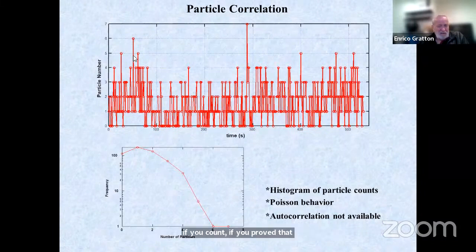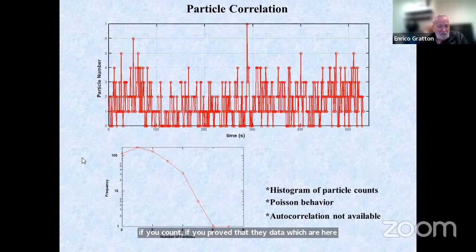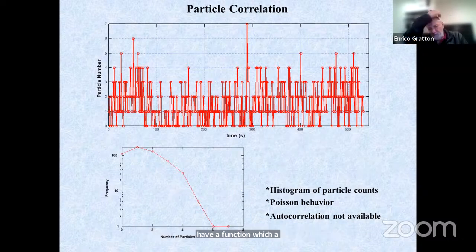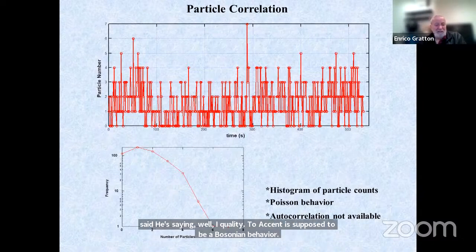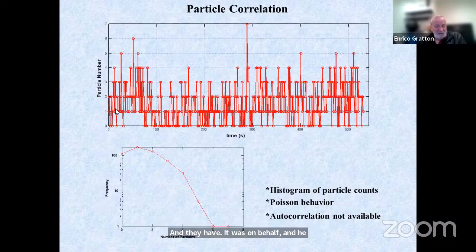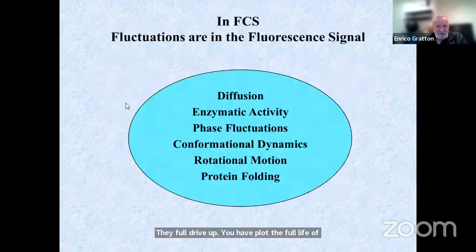So if you plot the data, which are here in red, as a particle number, so how many particles I see in a given second, you will have a function which is a Poissonian behavior. And he said, well, according to Einstein, it's supposed to be a Poissonian behavior, and they have a Poissonian behavior. And he never plotted the full record. If he had plotted the full record, probably fluctuation correlation spectroscopy would have been set up much earlier.